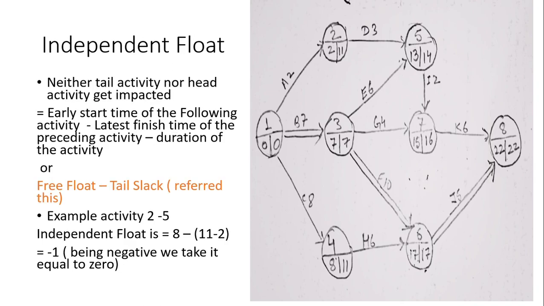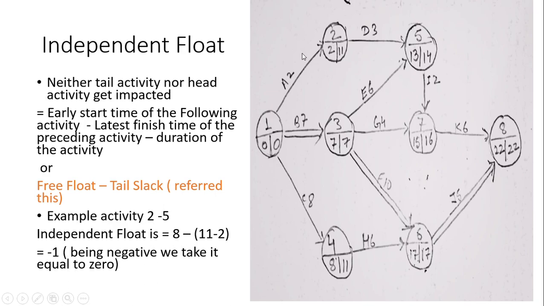The final float that we will be discussing is independent float. There is only a very thin difference: independent float is that float in which neither the tail event nor the head gets impacted. Meaning this as well as this doesn't get impacted. The formula for the independent float is free float less tail slack, because head slack we have already taken care of in the free float. So now we are removing the tail slack also.